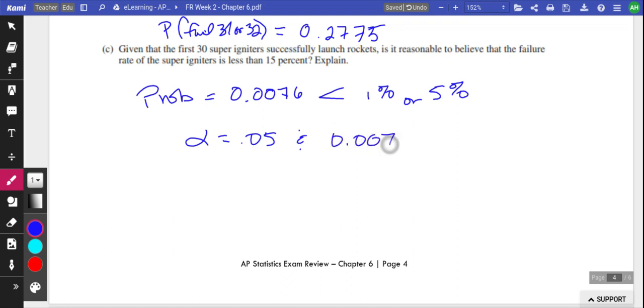and so on, is less than 0.05. And then you'd go on and say, and I'm not going to write it down for the sake of time and for the sake of you laughing at my writing, that it's reasonable to believe that the failure rate is less than 15%. Okay?